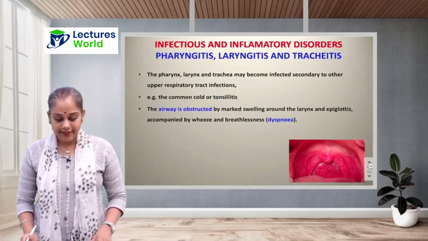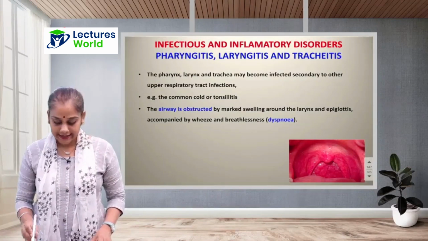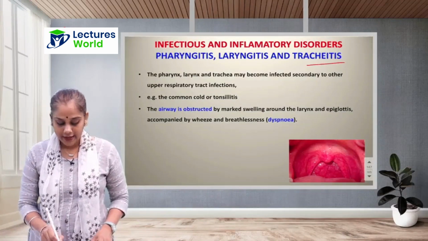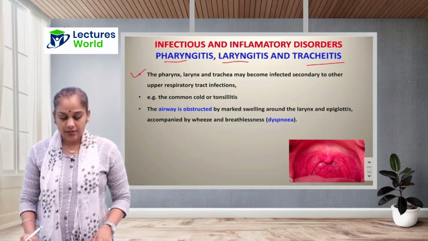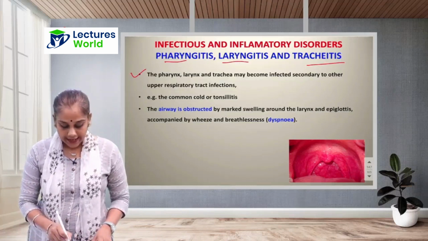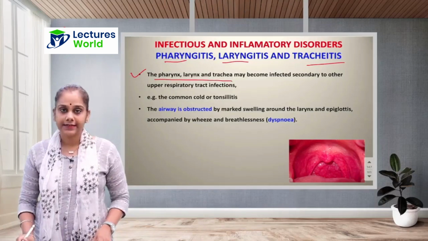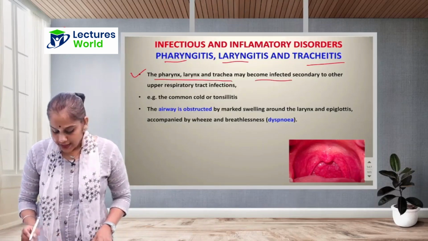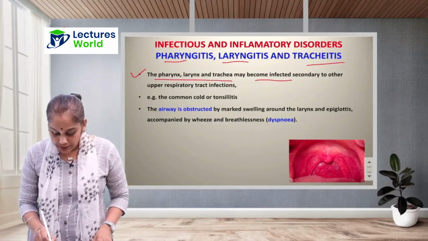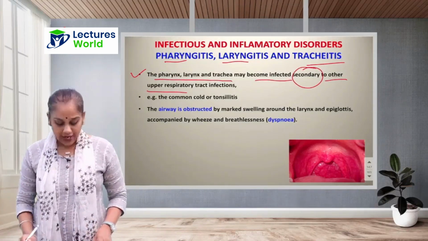Now, in the infectious and inflammatory disorders: pharyngitis, laryngitis and tracheitis. You can see first the pharynx, larynx and trachea. Three parts, three organs of the respiratory tract. They become infected because of a secondary infection or other respiratory tract infection.